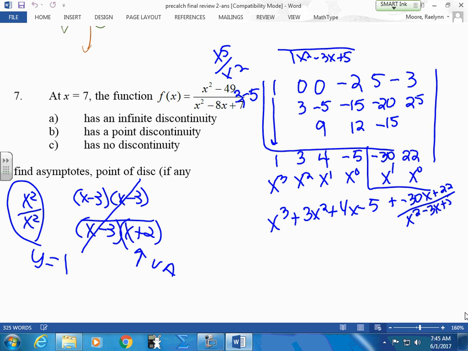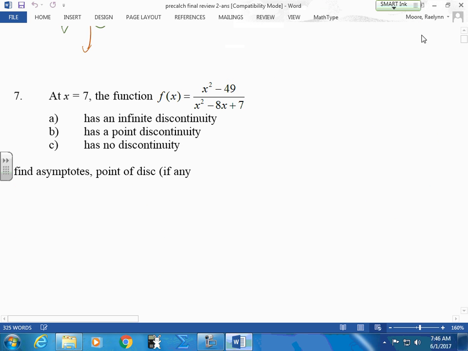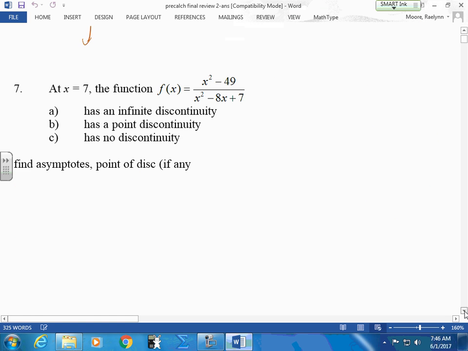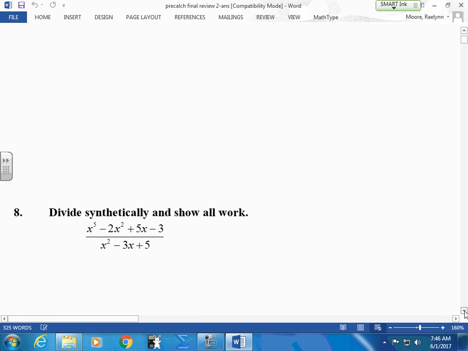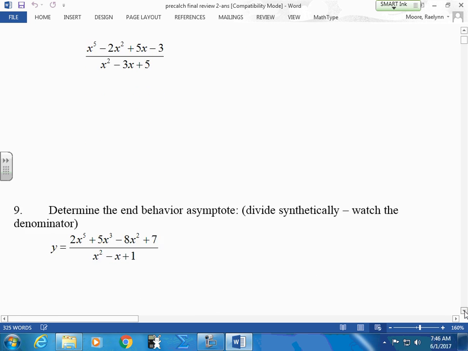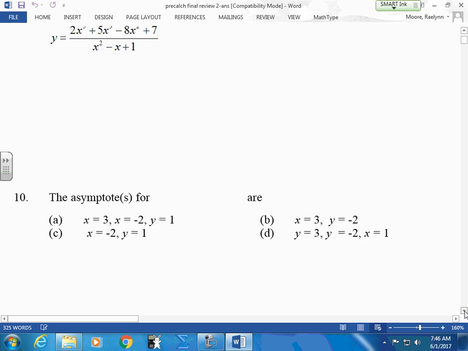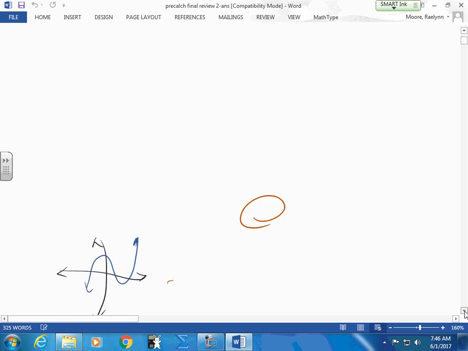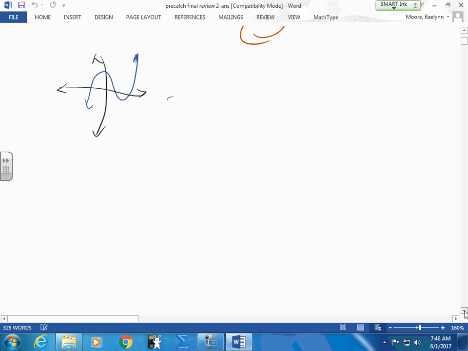Let me see if I can pull up 12. I honestly don't know what to do about this. Very weird today. Weirder than it normally is. All right, let's do 12.